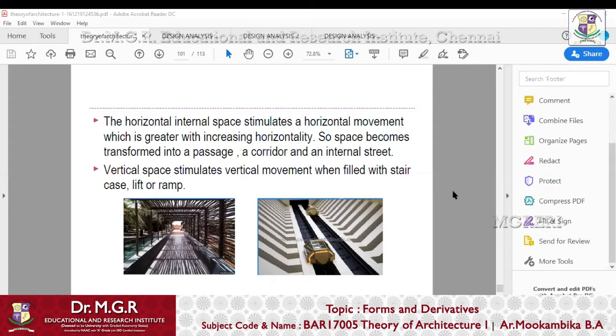How a cuboid plays an important role, or sorry, how form is important in vertical movement. Either it can be cylindrical, for example, of a spiral staircase, or a dogleg staircase, as an example for cuboid and its verticality. Now we'll go to the next line.